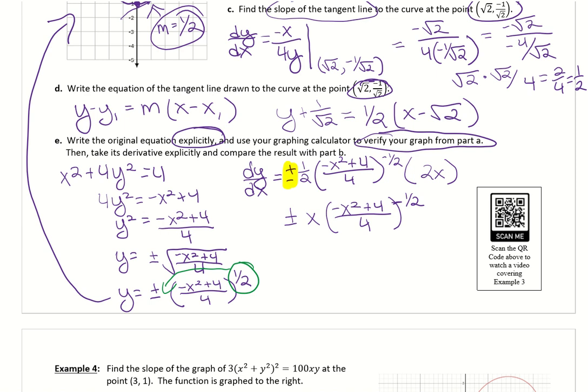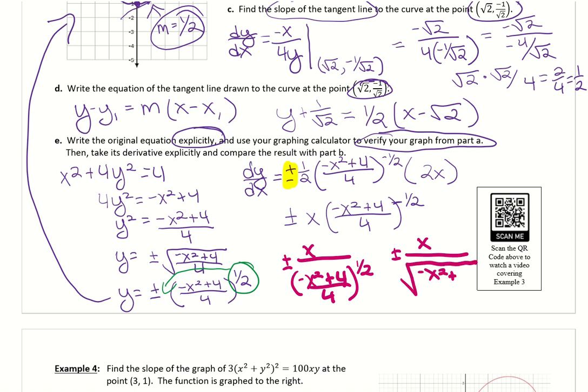And just for funsies, let's think about different ways you might see this. Because this is a negative exponent, you might see plus or minus x all over negative x squared plus 4 all over 4 to the positive 1/2. And you might even see it using that radical again. So plus or minus x over the square root of negative x squared plus 4 all over 4. So again, remember, I'm cool with this, but you might see it in a different format.